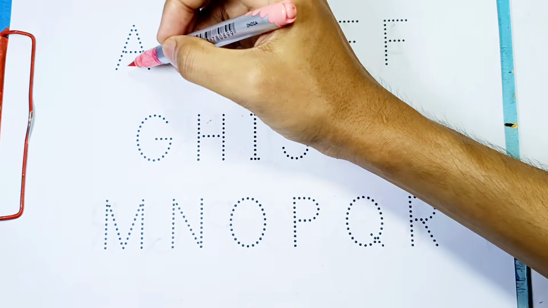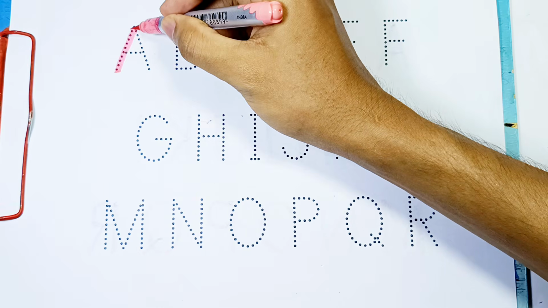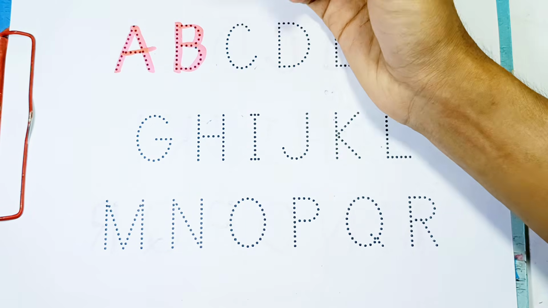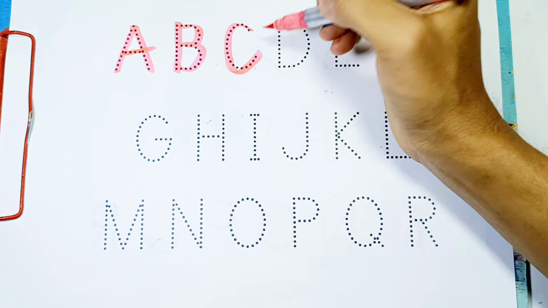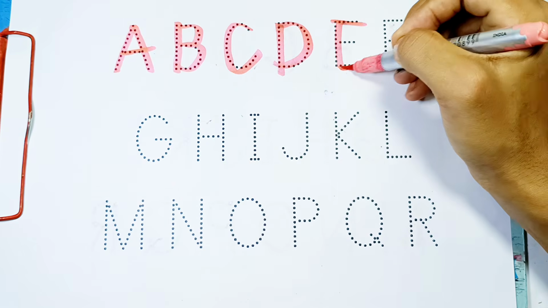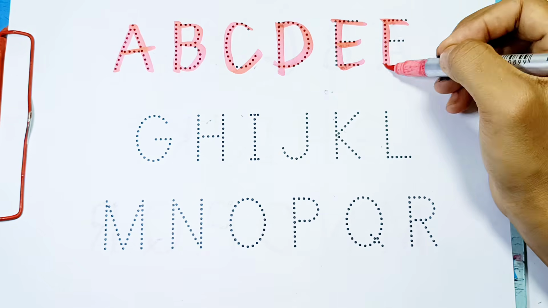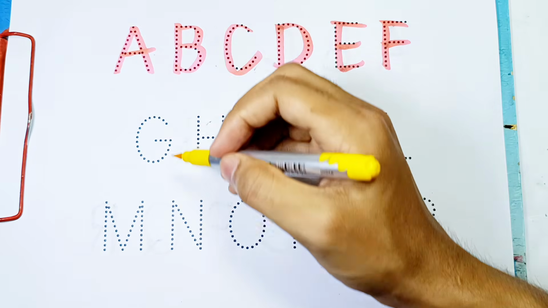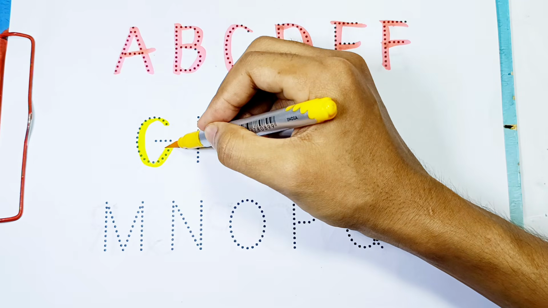First we're using the color of light pink. A, B, C, D, E. The next one is F. F for fish. Now we're using the color of yellow, writing the alphabet of G.